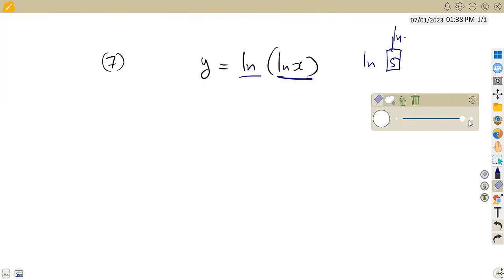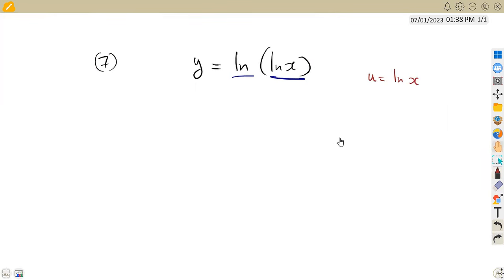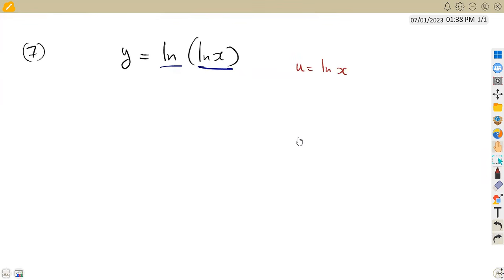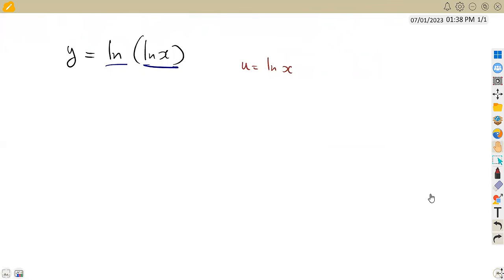All right. So let me just write it aside here. So we are going to have our u is the ln of x, the part that has got x. All right. So if this represents our u as we wrote here, our u is going to be represented with ln x. How are we going to have our final presentation of y in this case?